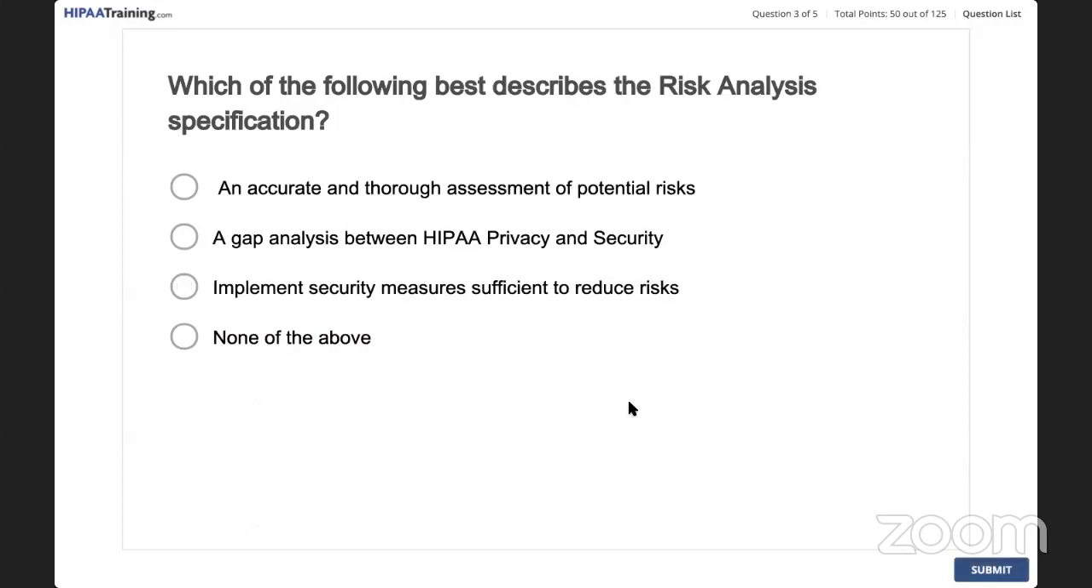Which of the following best describes the risk analysis specification? An accurate and thorough assessment of potential risk. A gap analysis between HIPAA privacy and security. Implement security measures sufficient to reduce risk. None of the above.